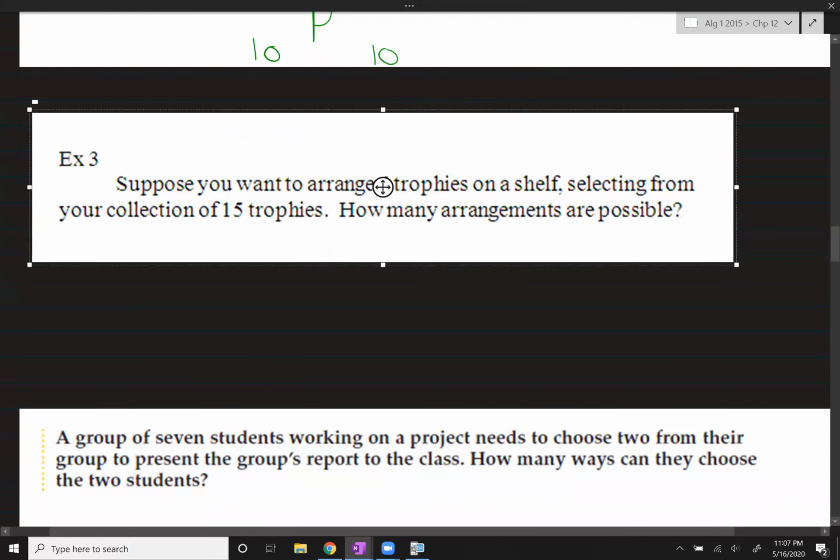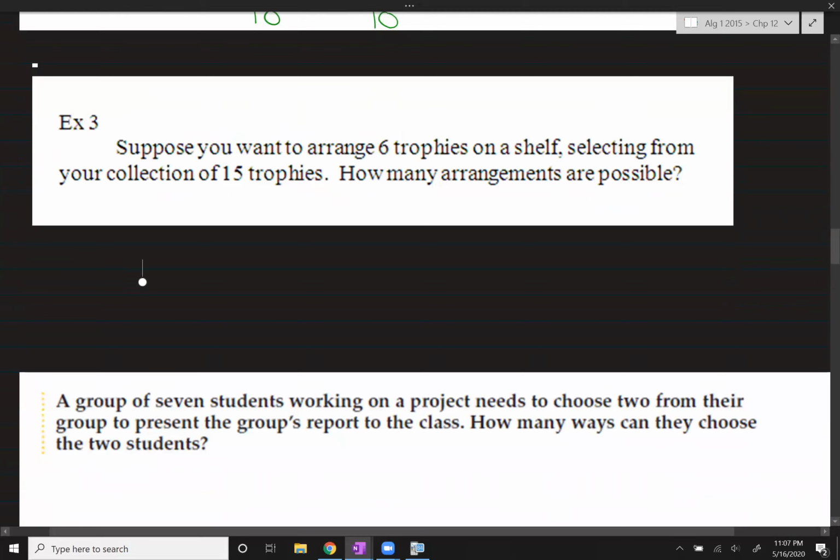All right. So hopefully you're getting some of this vocab as we kind of work through here. Suppose you want to arrange 6 trophies on a shelf, selecting from the 15 in your collection. So 15, you're going to choose 6 of them. And what are you going to do with them? You're going to arrange them. Well, if the order matters, what's it going to be? Very good. It's permutation. Now we're starting to get the hang of this.